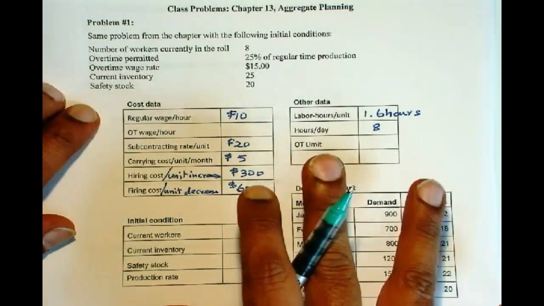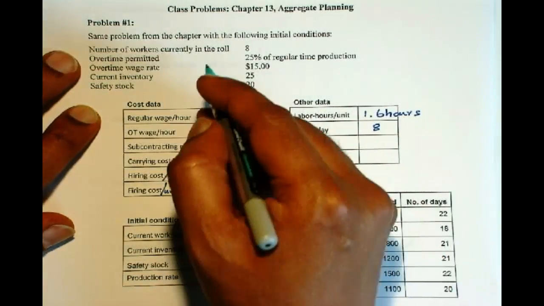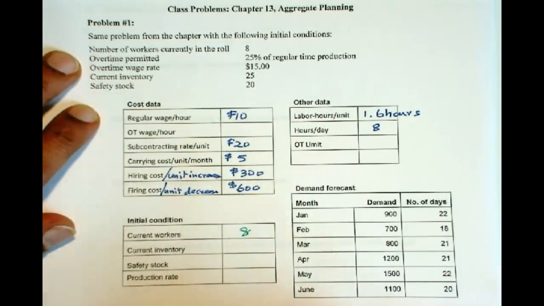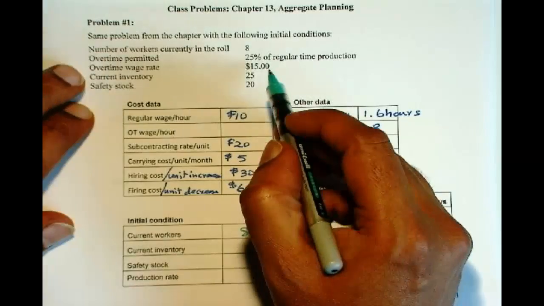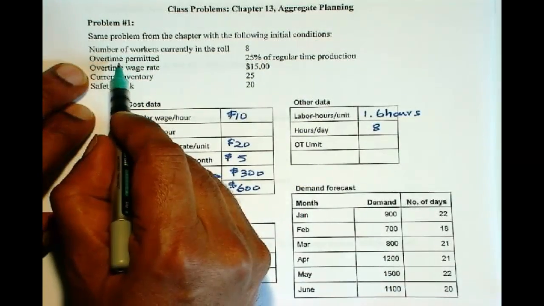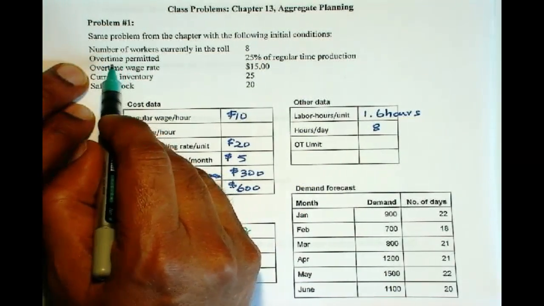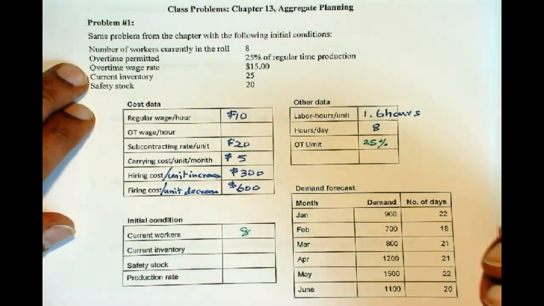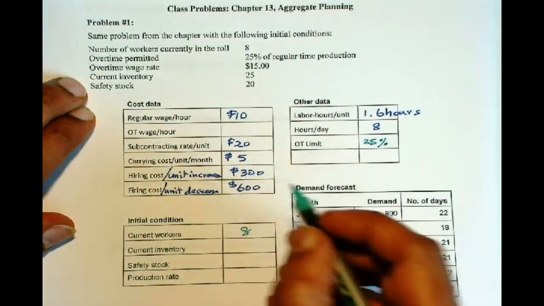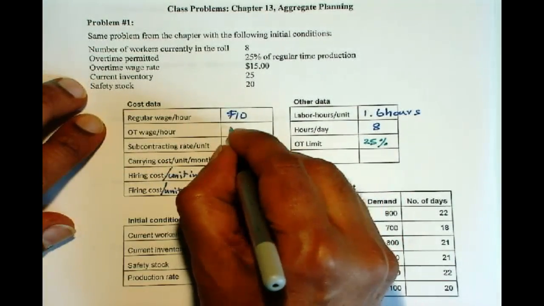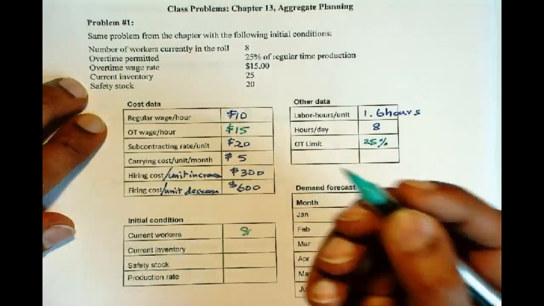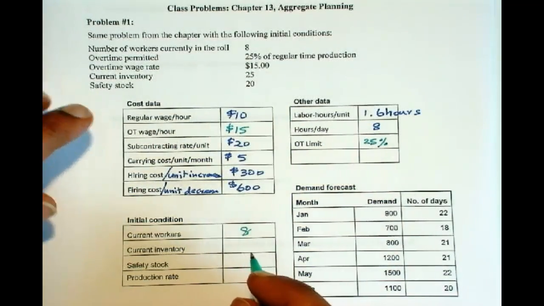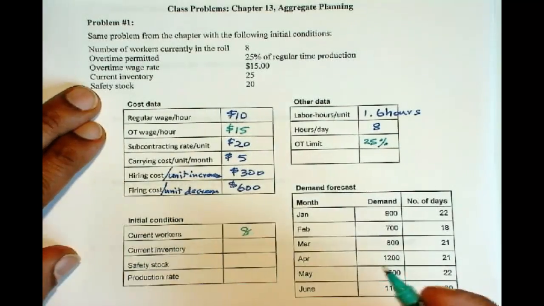So number of workers currently in the role, so current workers is 8. Now 25% of the regular time production is what is permitted in overtime. So overtime is limited to 25%. Now overtime wage rate, okay, so that is the premium. So per hour is $15. And then we have current inventory is 25.